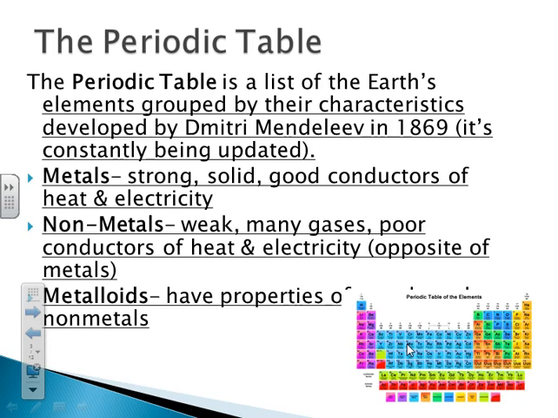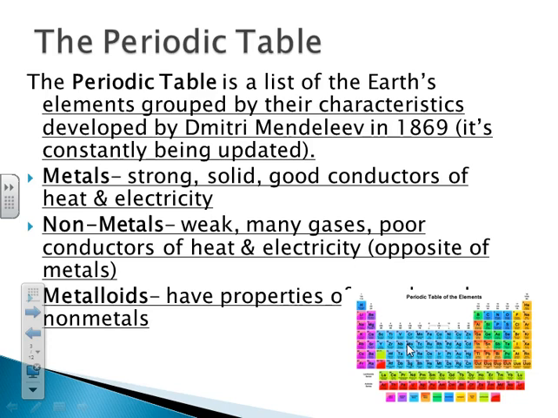Let's talk about nonmetals. The second most common elements on the periodic table are your nonmetals. They are the exact opposite of metals. They are weak. Many are gases. They are poor conductors of heat and electricity. They are dull. Basically, they are the exact opposite of metals. So please make sure you're writing these.